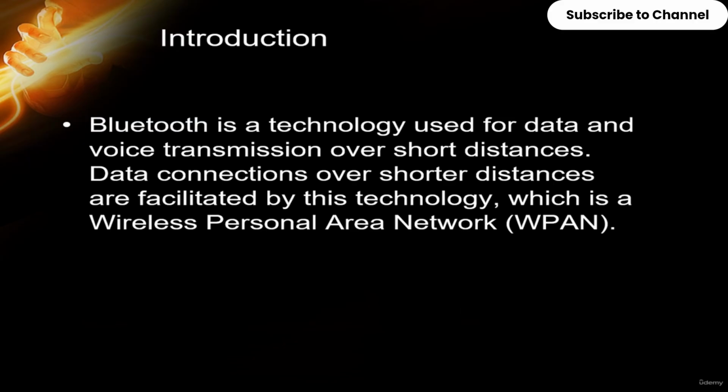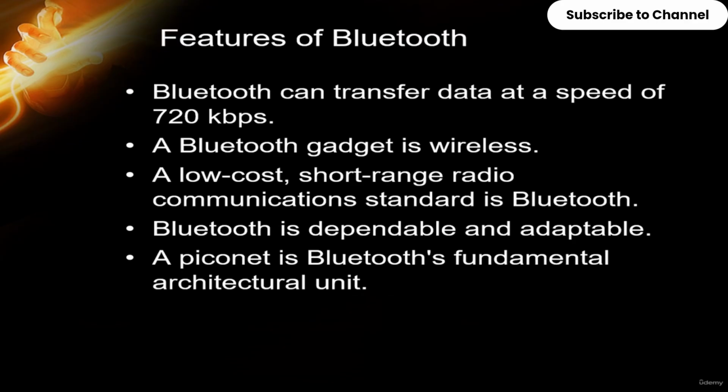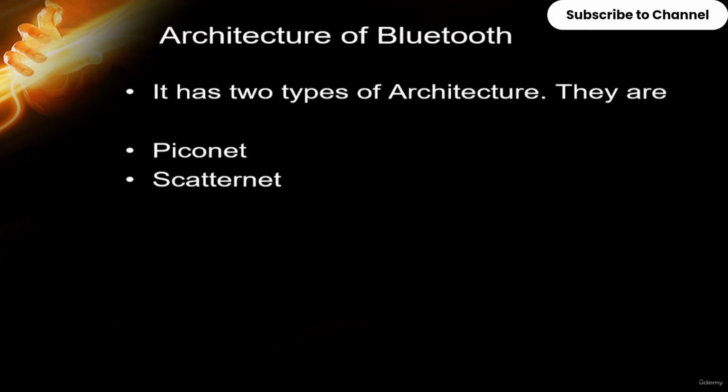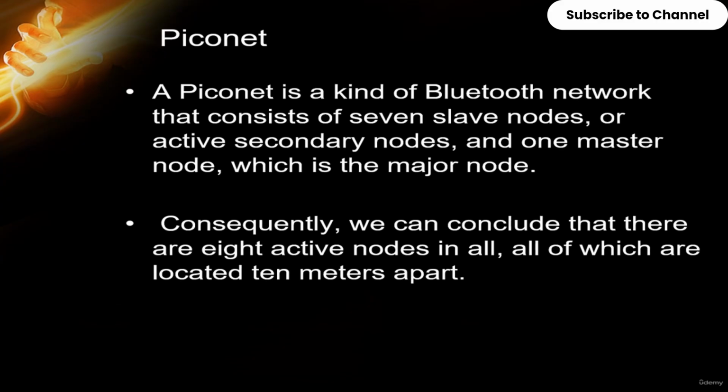The features of Bluetooth include that it can transfer data at a speed of 720 kbps, and a Bluetooth gadget is a wireless gadget. It can operate at low cost and short range of communication, and in a piconet, two or more devices can join and form a fundamental architecture. So it has two types of architecture: one is piconet, another one is scatternet. A piconet is a kind of Bluetooth architecture where seven slave nodes can act as secondary nodes, and one master node will act between them.